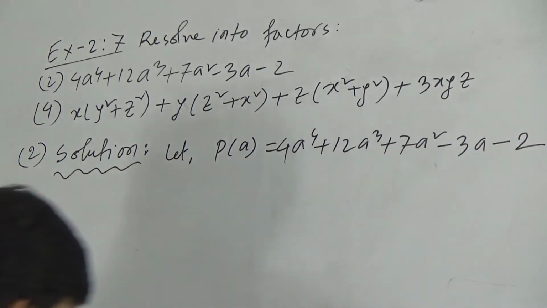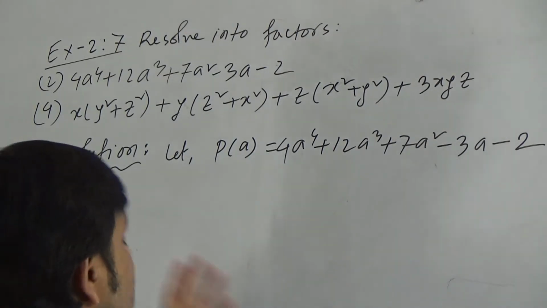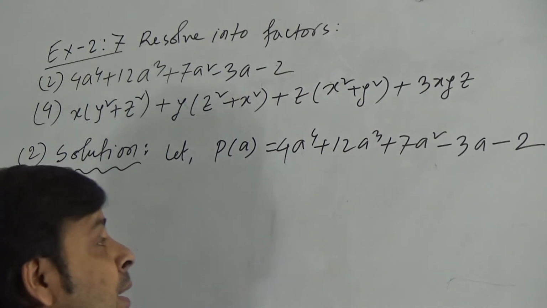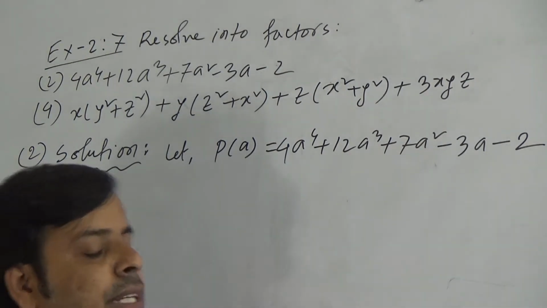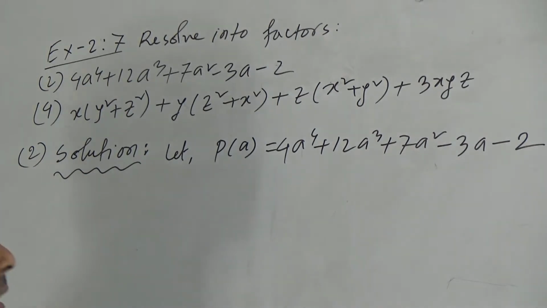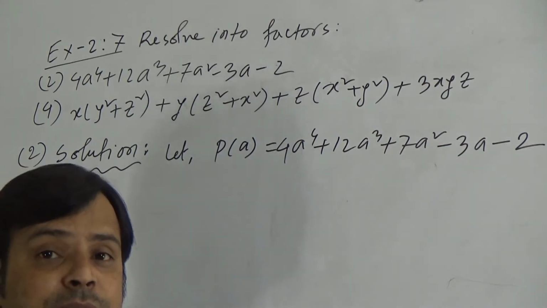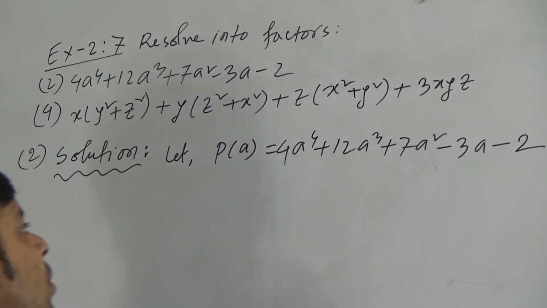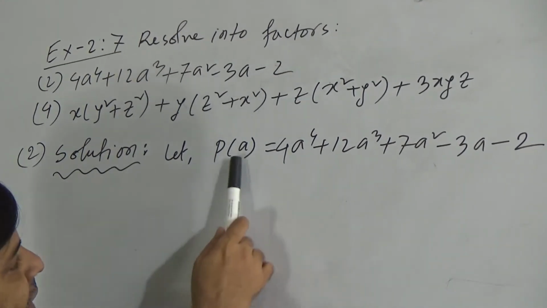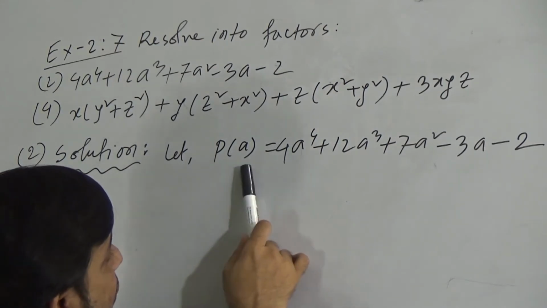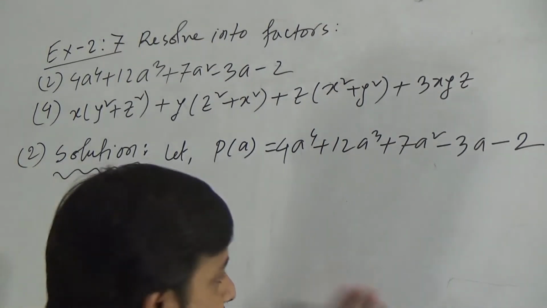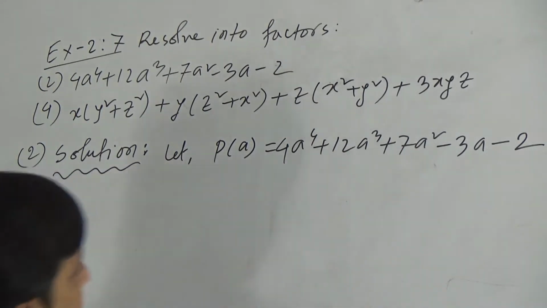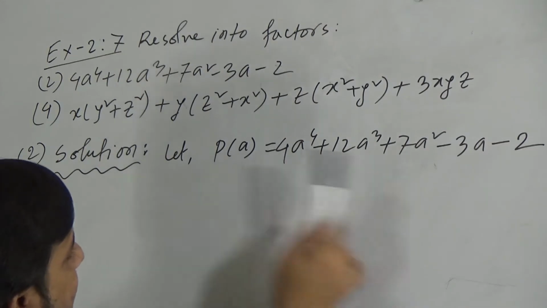Dear students, you know that in the case of the remainder theorem, when any expression is divided by another expression, the remainder must be 0. It means that when we get any factor, the remainder must be 0. So we have to consider a definite value of a so that P of a equals 0. So we can check for which value of a, P of a will be equal to 0.